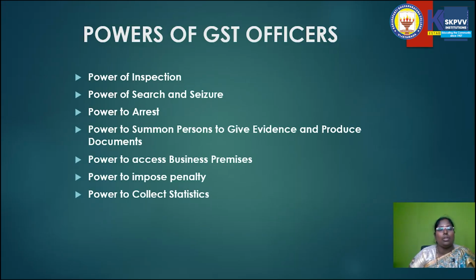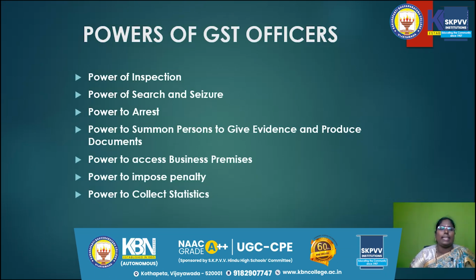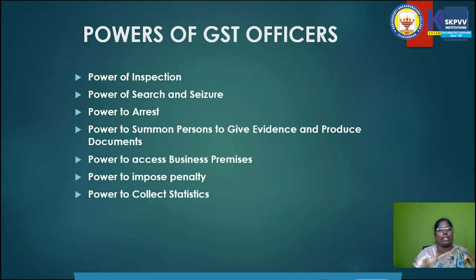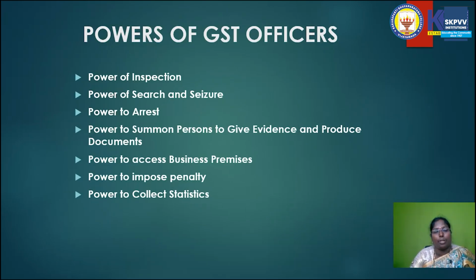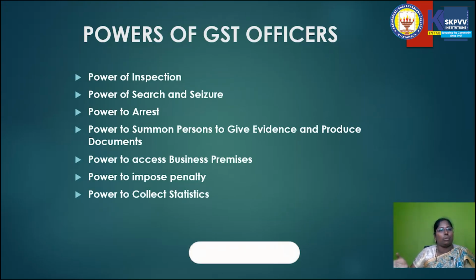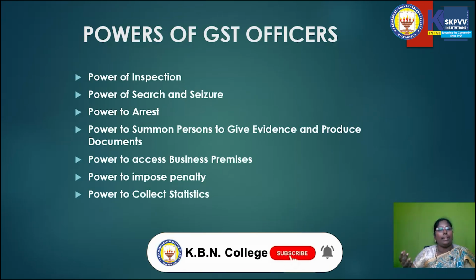GST officers have certain limits and powers, like visiting and inspecting any office. Power of inspection means that without any information given to the vendor, they can directly walk in and check the details of all the accounts, physically verify the stock, everything. The GST officer has the right to inspect.